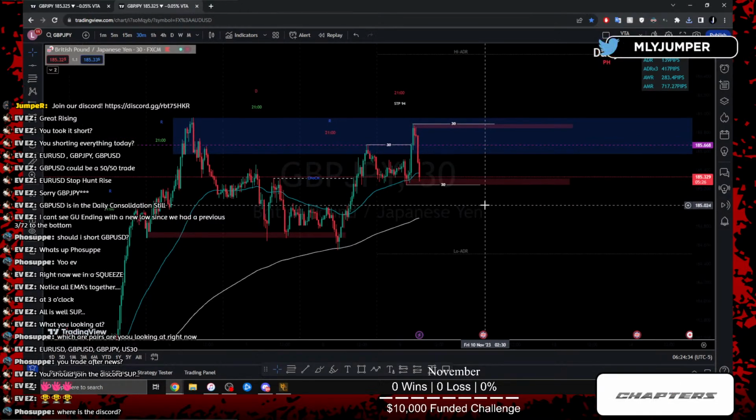So again, if you're not comfortable using fibs, you don't have to use the fibs. If you're not comfortable using candlestick patterns, you don't have to use candlestick patterns.